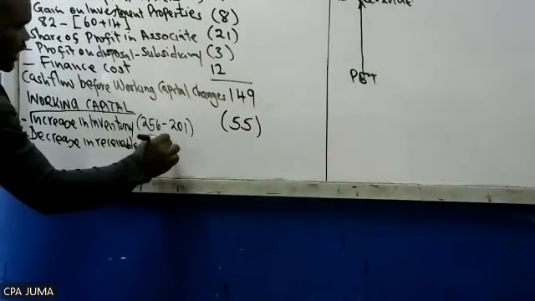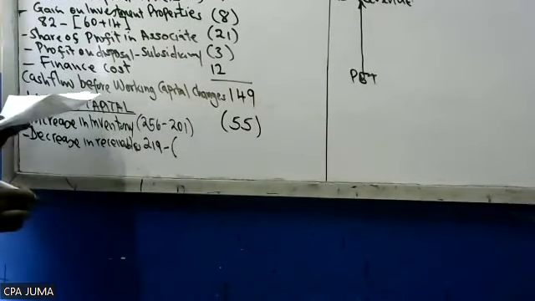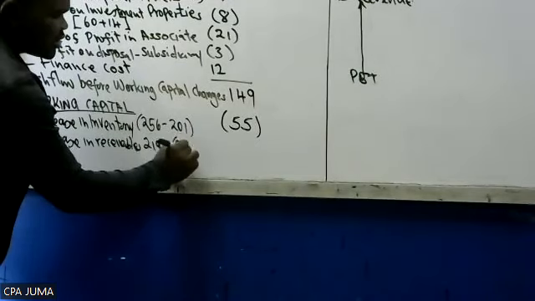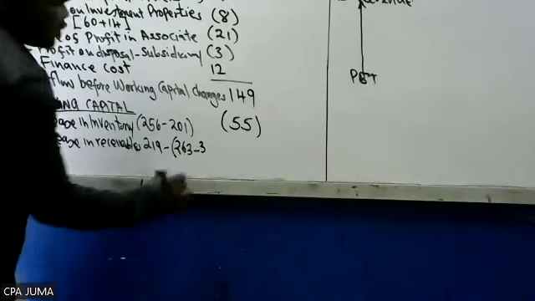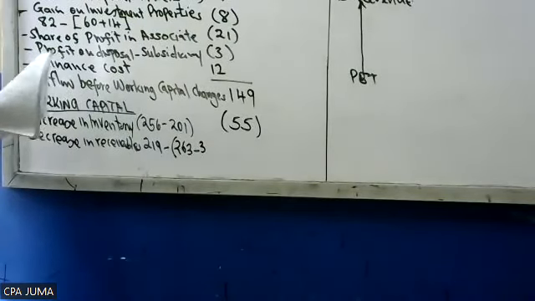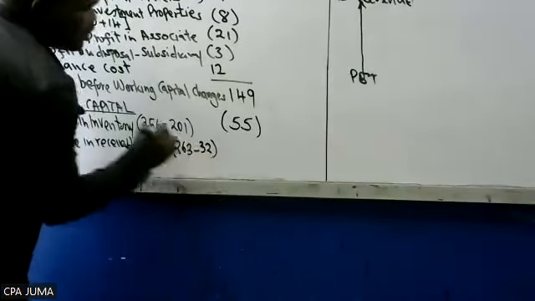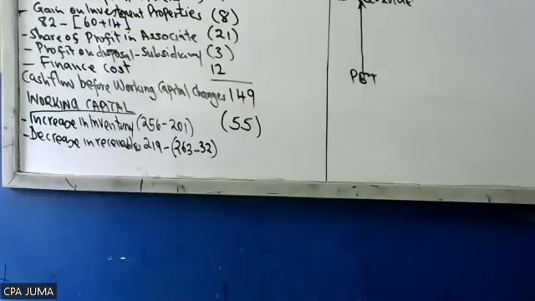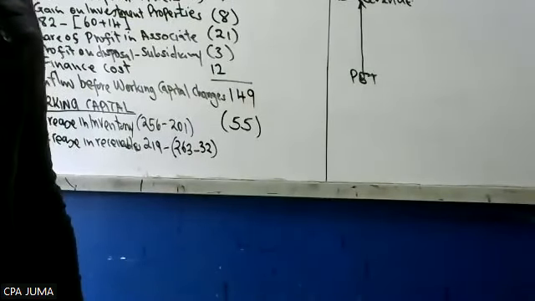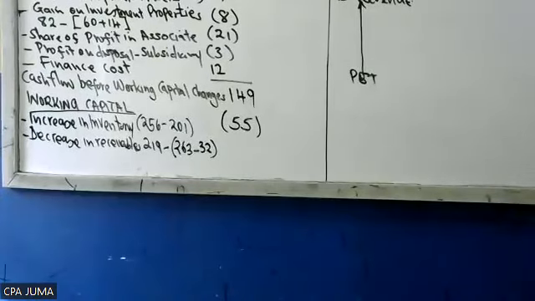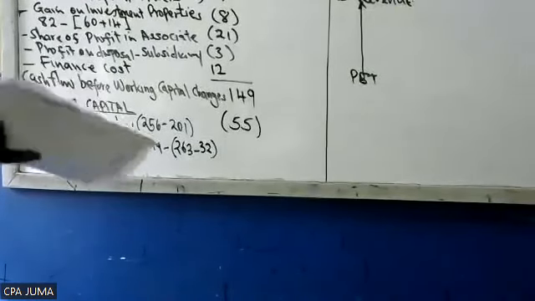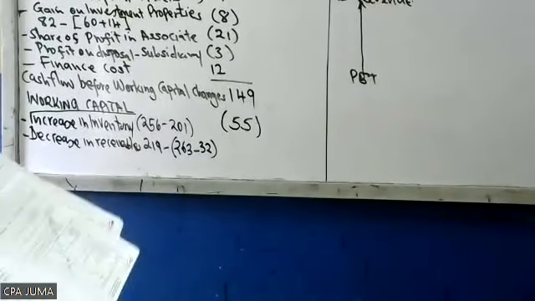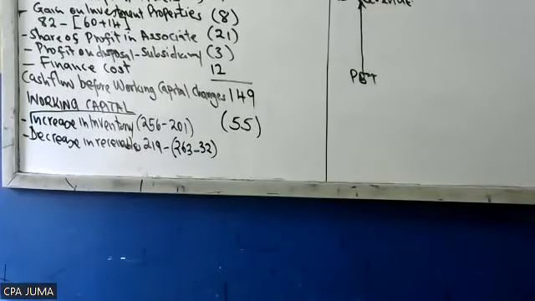So 219 minus, in brackets, 263 minus 32. 263 minus 32 is 231. Then it went down to 219, so it decreased.